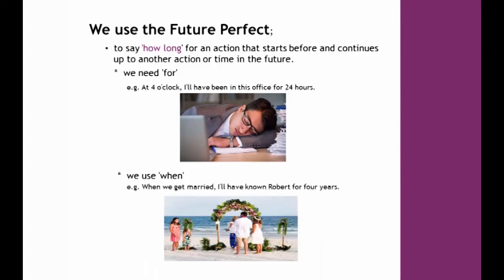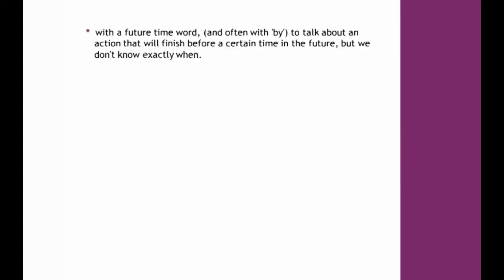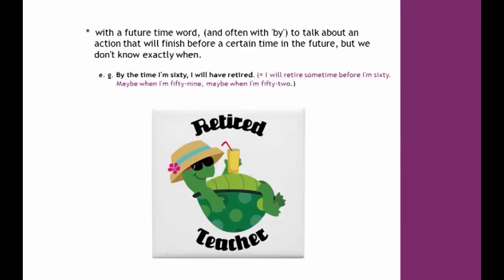We also use when. When we get married, I'll have known Robert for 4 years. So, with a future time word and often with by to talk about an action that will finish before a certain time in the future, but we don't know exactly when. Example, by the time I'm 60, I will have retired. This means I will retire sometime before I'm 60. Or maybe when I'm 59, maybe when I'm 52.